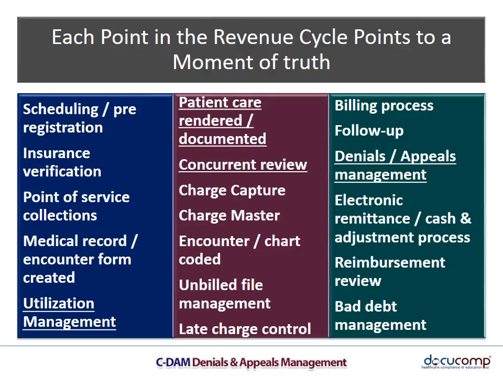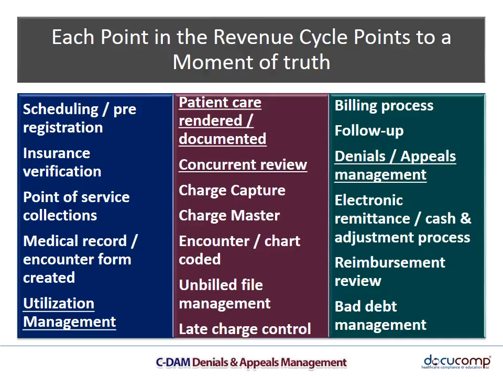If there's any unbilled file management that needs to occur, or identification of late charges or other gaps in the medical record documentation supporting appropriate coding and billing, this can be identified at this level. Prior to the billing process, once the billing process occurs, any follow-up can be performed. Here's where denials and appeals management comes into play.